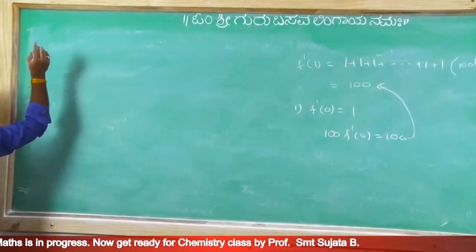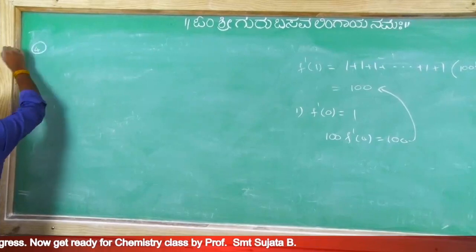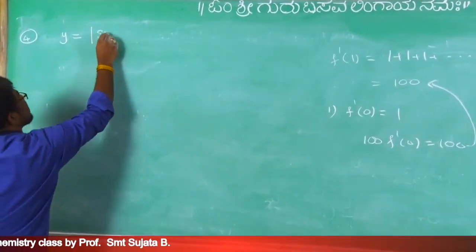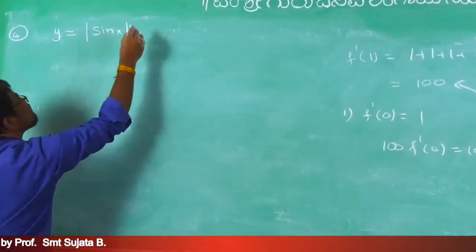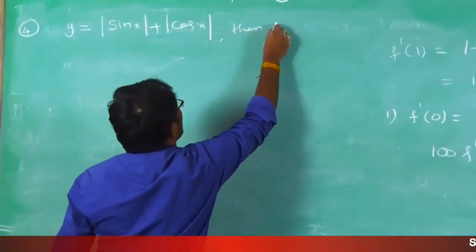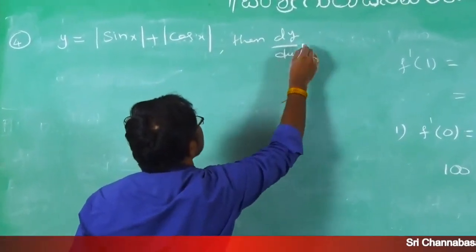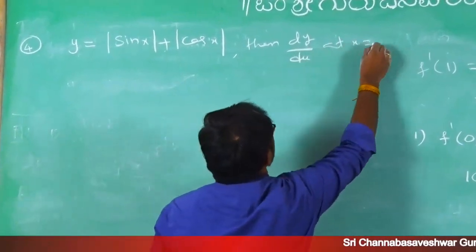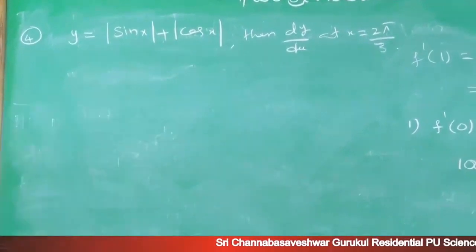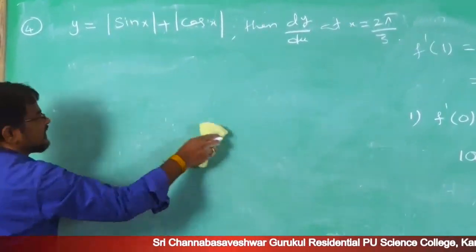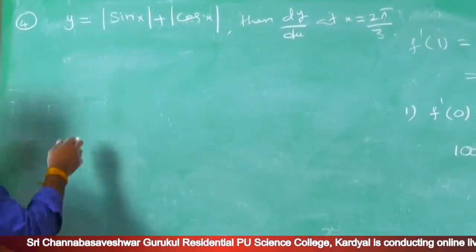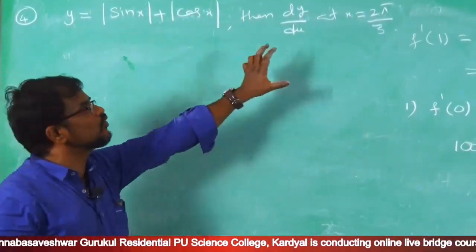Next one, and one more example you take, the fourth one. Suppose they gave y equal to modulus of sin x plus modulus of cos x, then they are asking dy by dx at x equal to, suppose, 2 pi by 3, like this. So suppose this problem comes in the entrance, how to do the problem? First we should decode this one at 2 pi by 3.